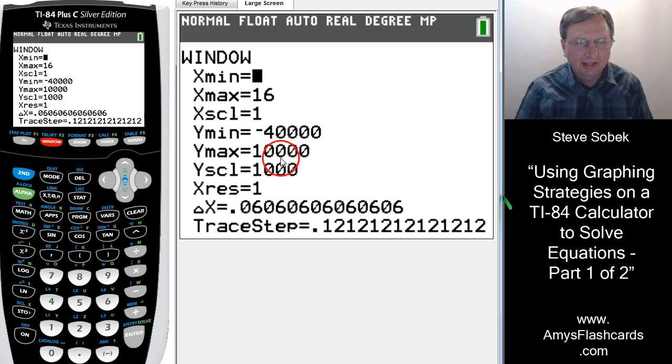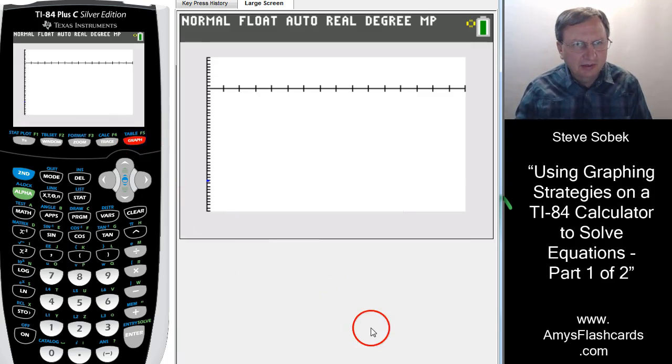And set y max to 10,000. When we use our procedure, we have to move above the horizontal axis, so we need a little bit of room above that to do our procedure. And for y scale, let's set that at 1,000, putting a notch at every 1,000 units. If we left it at 1, the y-axis would look like just a very thick, fat line, with so many notches. All right, let's hit the graph button and see what this looks like.